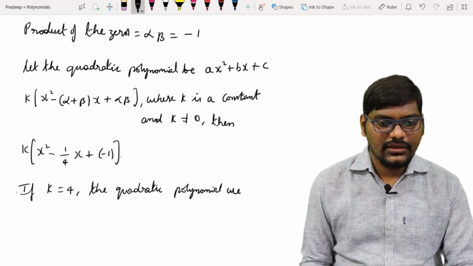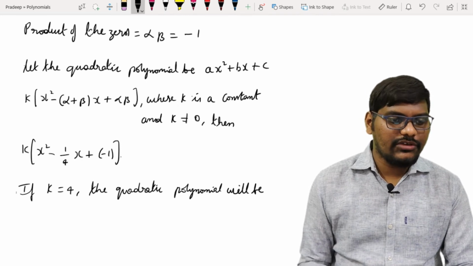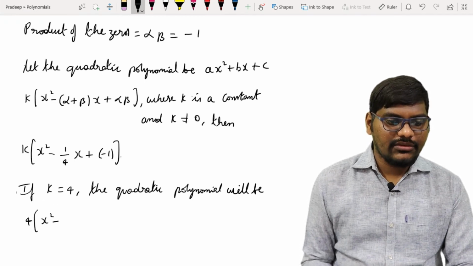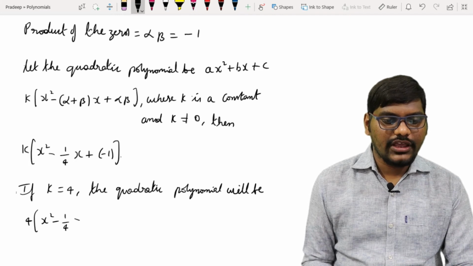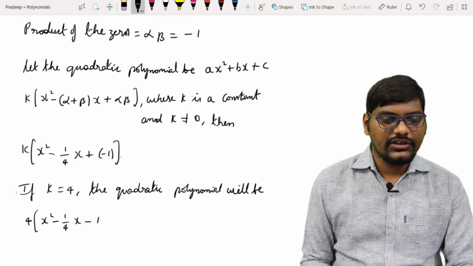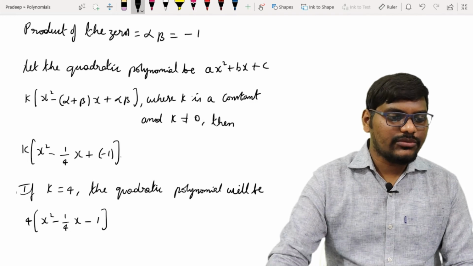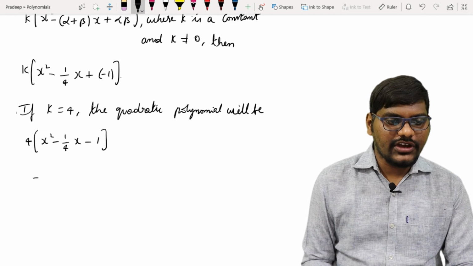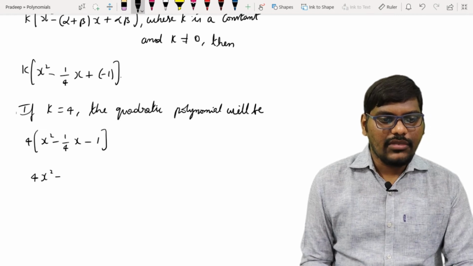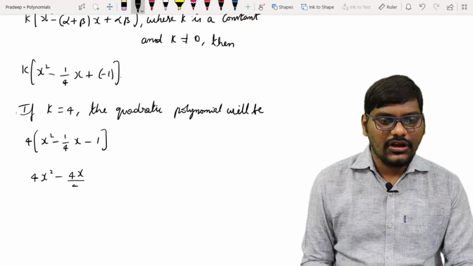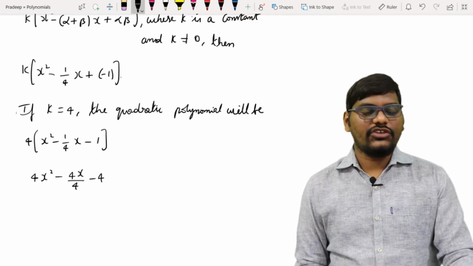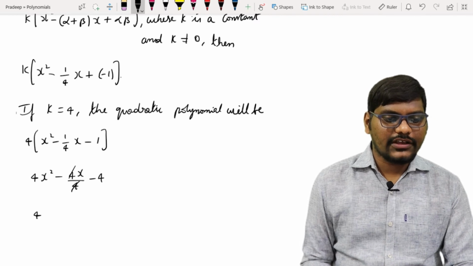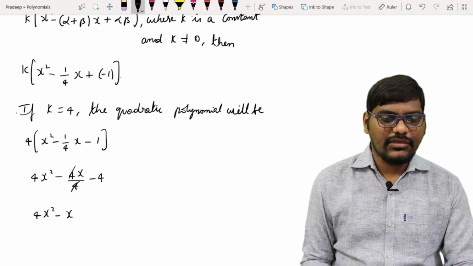will be, so what it will become if I take k equal to 4, so that is 4 into x square minus 1 by 4x minus 1. This is the equation, right? So as I'm taking 4 as the value of k, if I just take 4 inside, I can take 4x square minus 4x by 4 minus 4 is the expression we got. We can cancel this 4 and 4, and we remain with 4x square minus x minus 4.